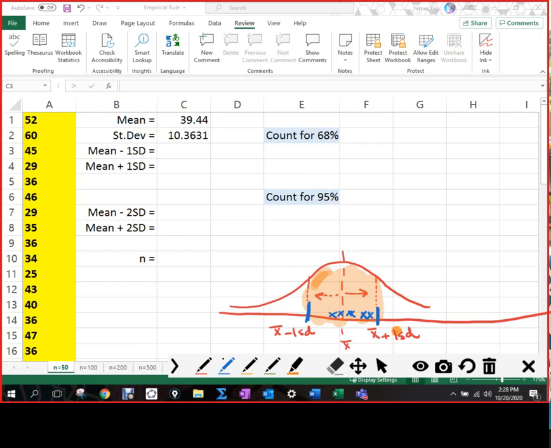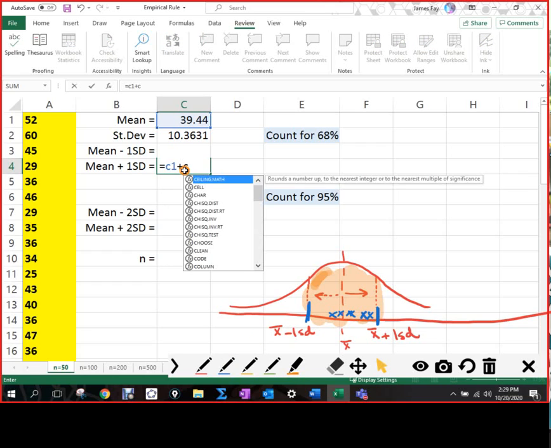So this position right here would be my mean plus 1 standard deviation. So I'm going to go to this cell here, and I'm going to say equals my mean, which was in C1, plus my standard deviation, which was in C2.